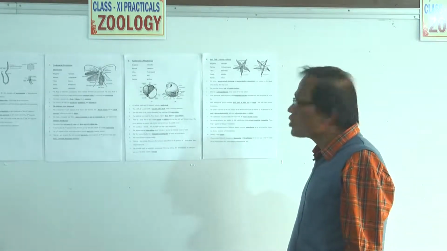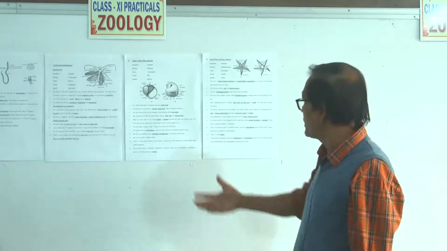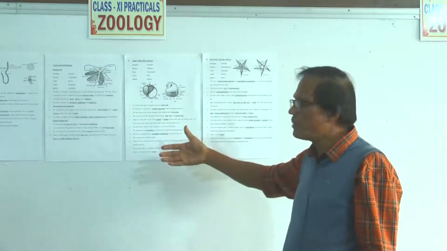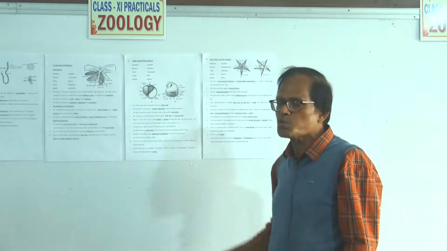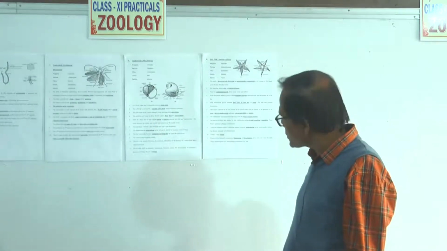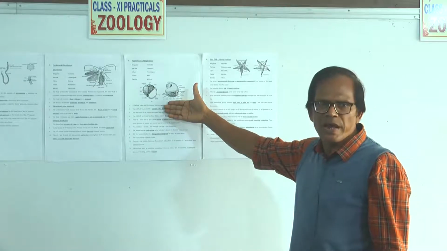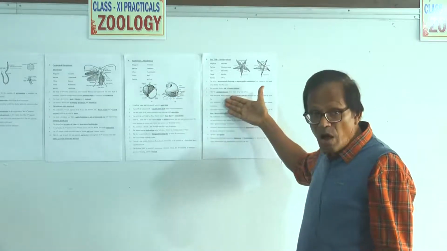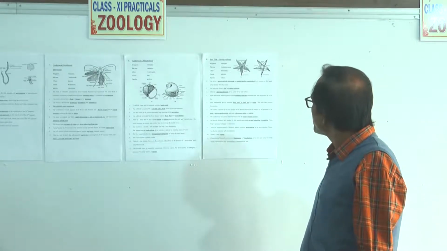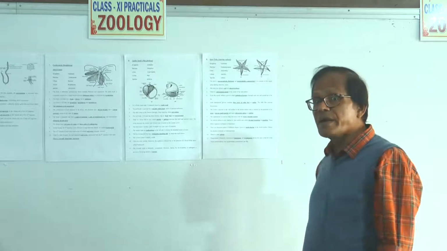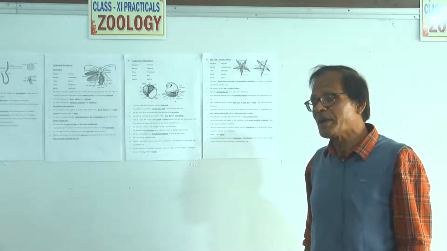The body is dorsoventrally flattened. It's commonly known as starfish, as usual, because I have been telling you the common names of each animal type we are supposed to study. The common names like the apple snail of Pila globosa, and this is the starfish. The body is dorsoventrally flattened and is pentaradially symmetrical. Again, there is a word, pentaradially.